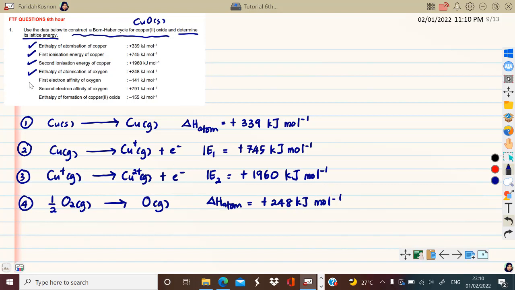Now we have the first electron affinity of oxygen. Starting with oxygen gaseous atom, it gains 1 mole of electrons and forms O- gaseous ion. The enthalpy change is called the first electron affinity of oxygen, which is negative 141 kilojoule per mole.